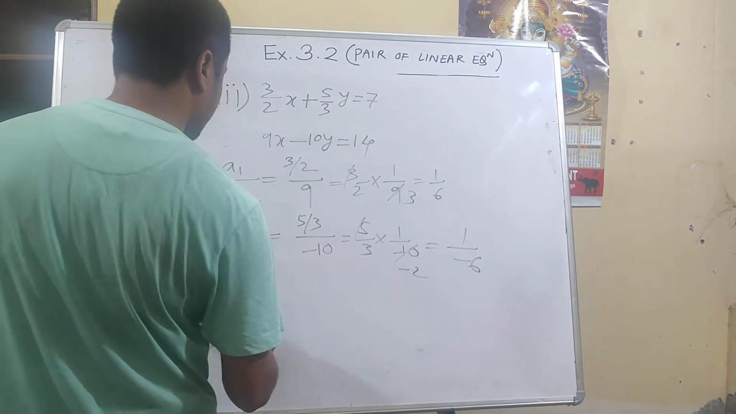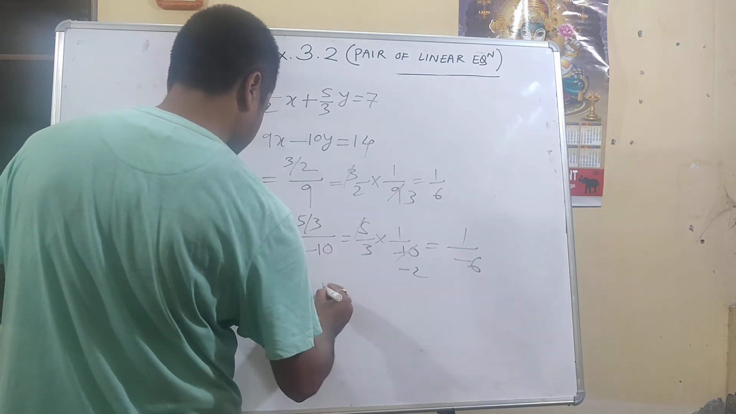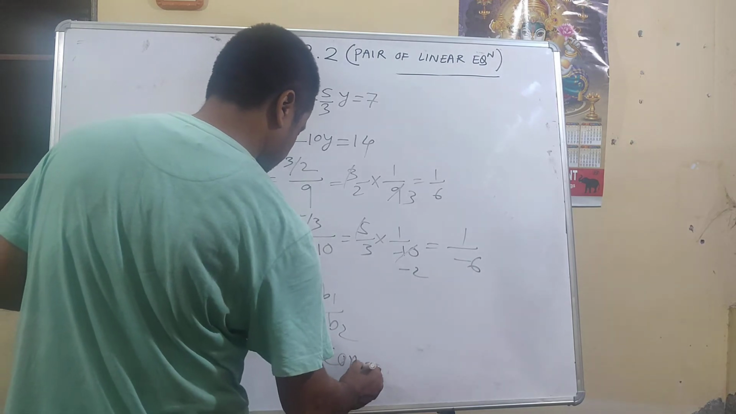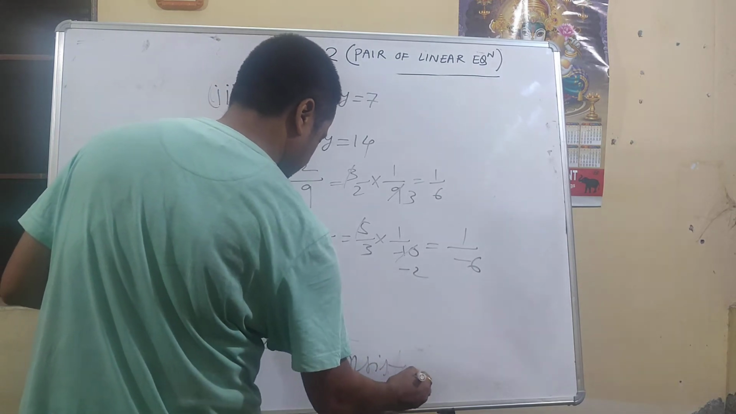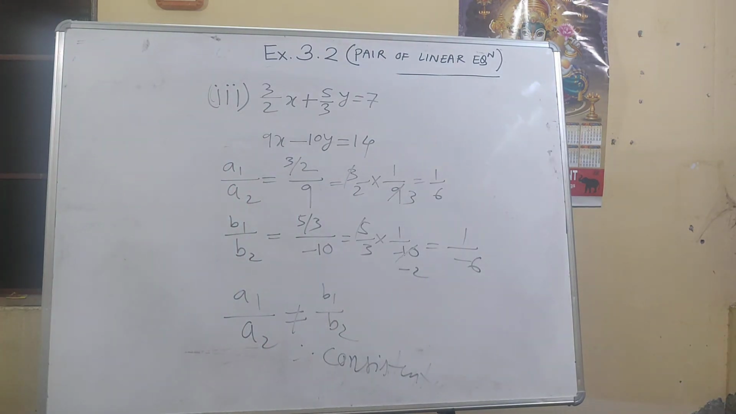So no need to go to c1 by c2. a1 by a2 does not equal b1 by b2, therefore it is consistent, that is they have a solution.